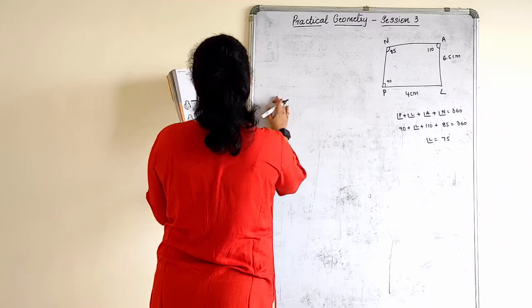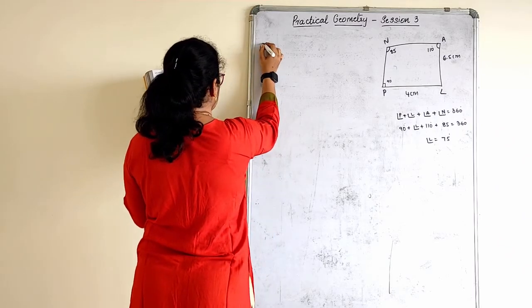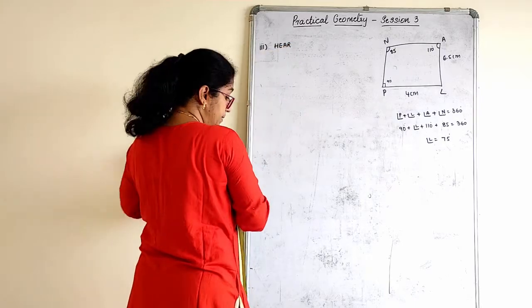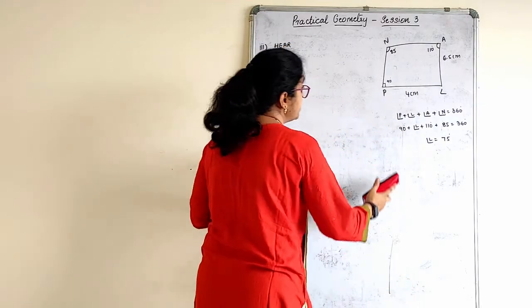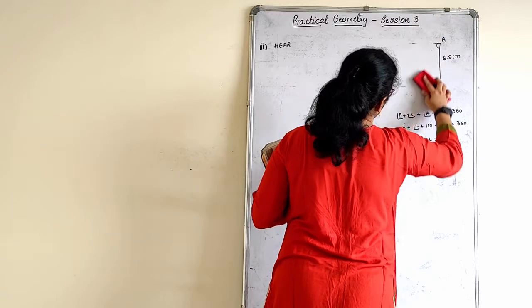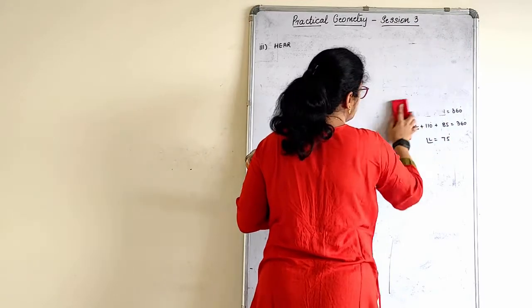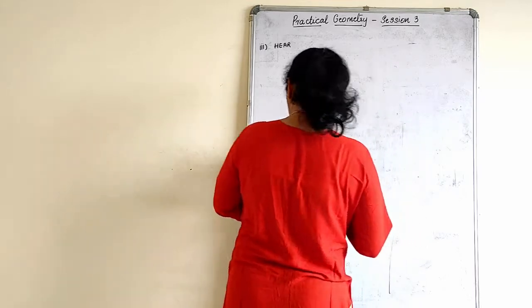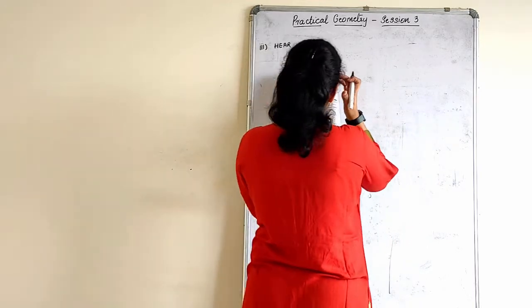It's a parallelogram here. What are the properties of a parallelogram? Opposite sides and opposite angles are equal. Even here, you should know the angle properties and side properties to apply and do it. So they have given one angle.